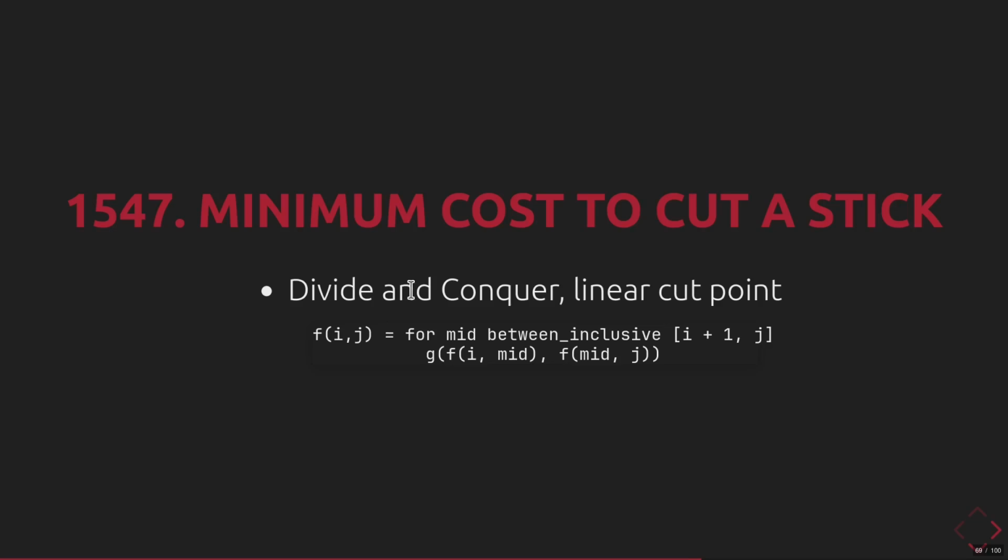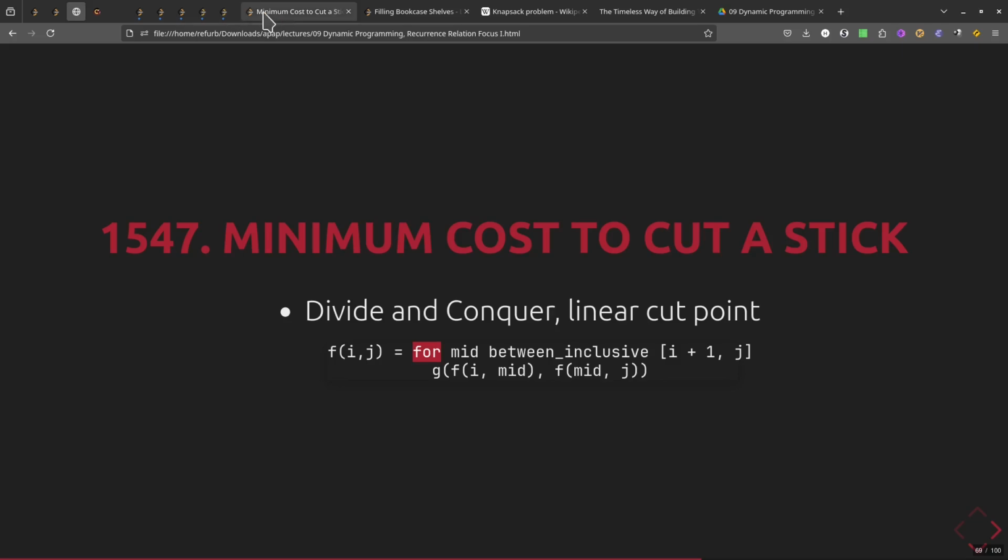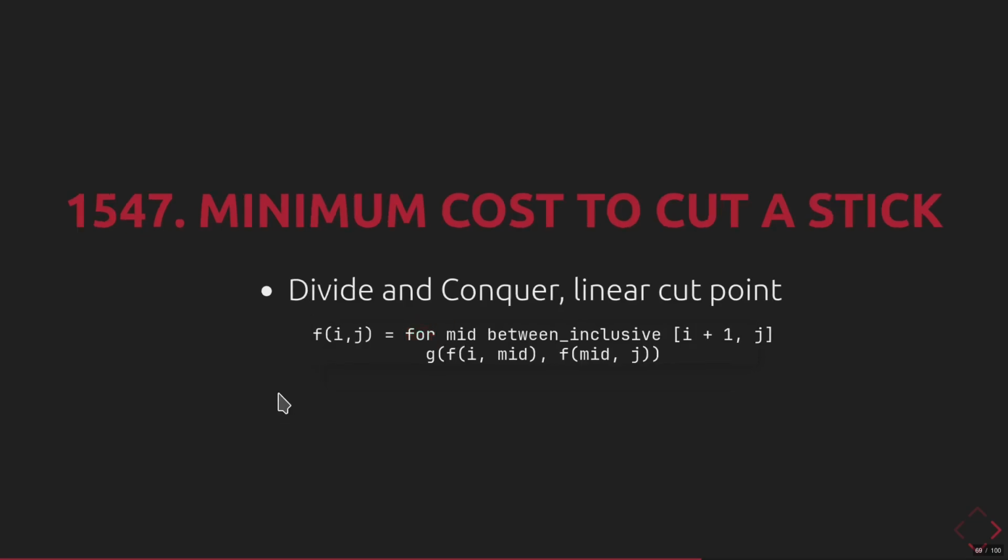It is the divide and conquer, the linear cut point one. And that is basically the same type of problem as matrix chain multiplication. I actually feel like the editorial for this problem is very well written. The code is very clean. So if you don't like my solution to it, just go look at the editorial.